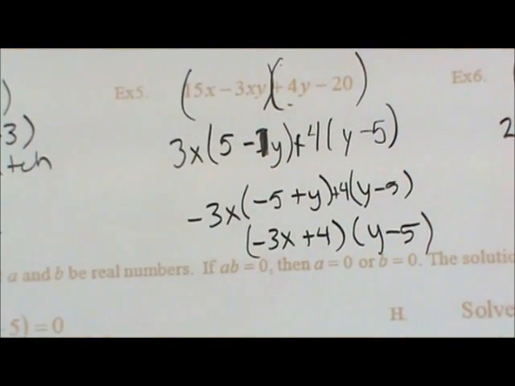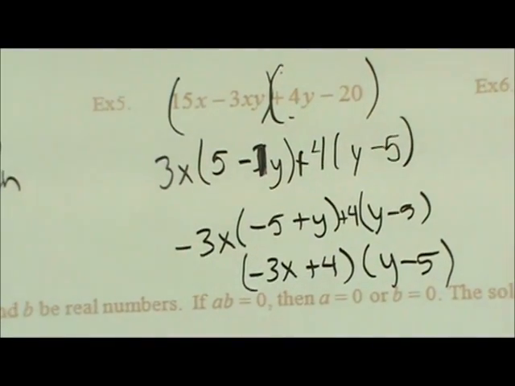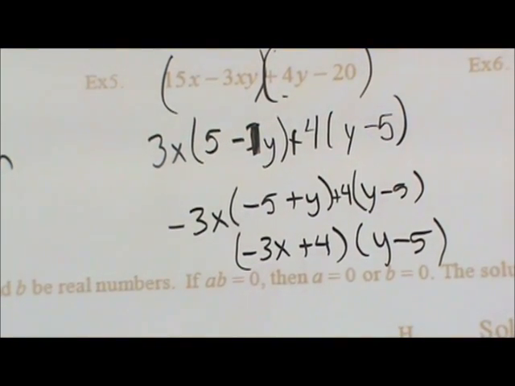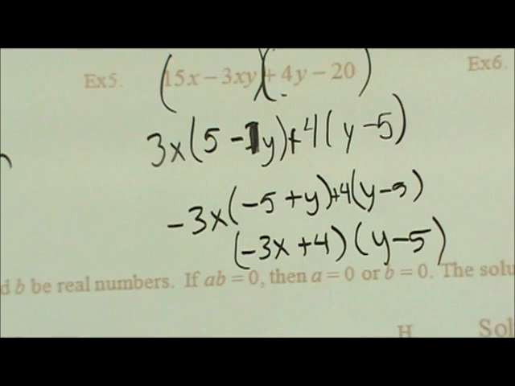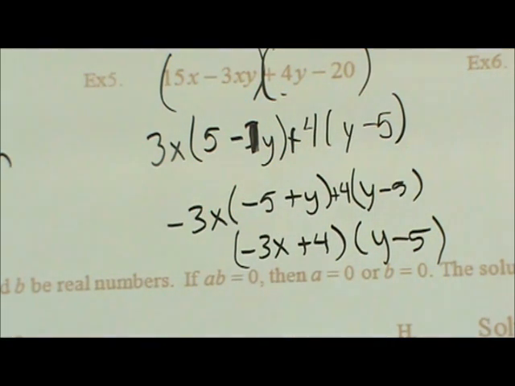Example 5. You group your first 2, group your last 2, 3x out front, 5 minus y plus 4y minus 5. You see 5 minus y and y minus 5 are very close to being the same. So I decided to pull a negative 3x out instead, or you could have pulled out a negative 4, but I chose to do the negative 3x and then switch the sign. So 5 became negative, y became positive, and then I had my match to write my answer.